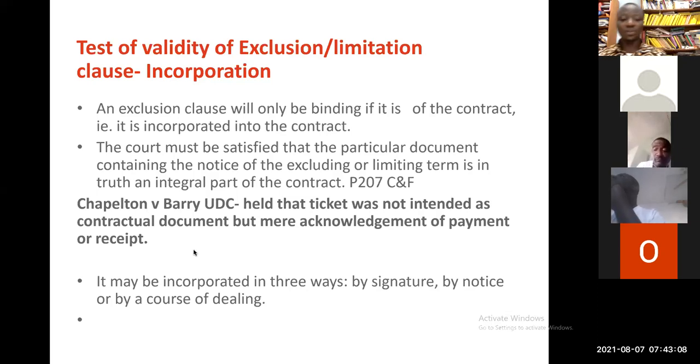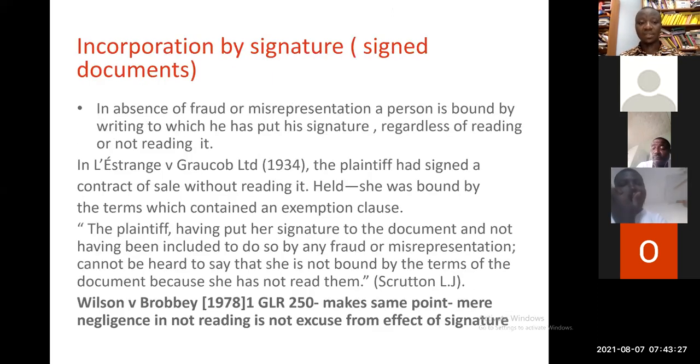So therefore, how do we prove the incorporation? We can prove that the exemption clause has been incorporated in one of, let's say, three ways, either by signature or by notice or by course of dealing. That is how we prove that it's been incorporated.